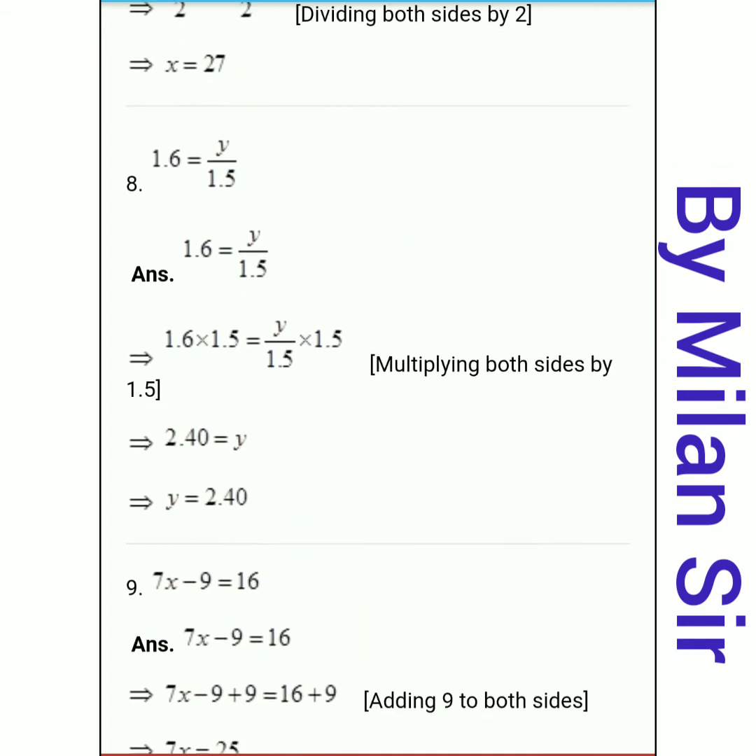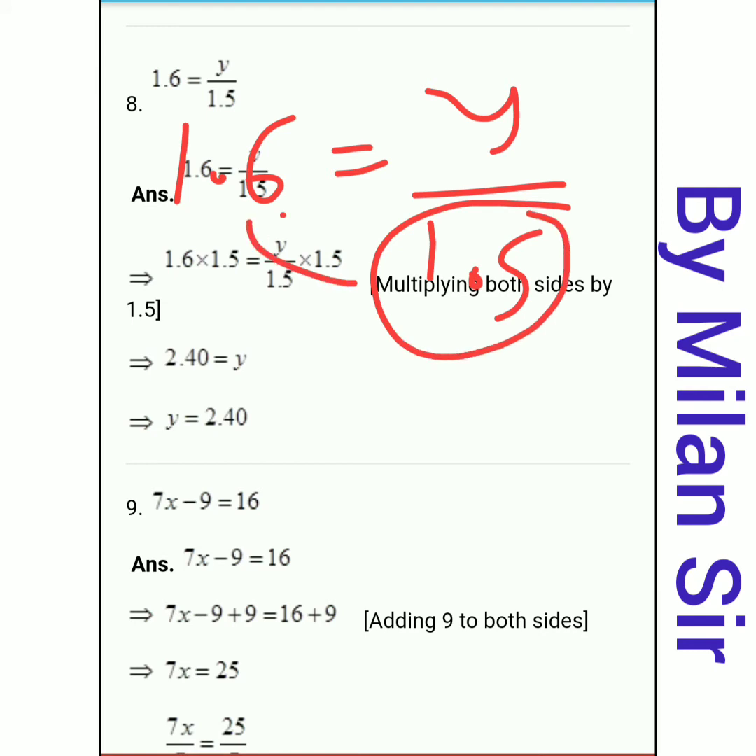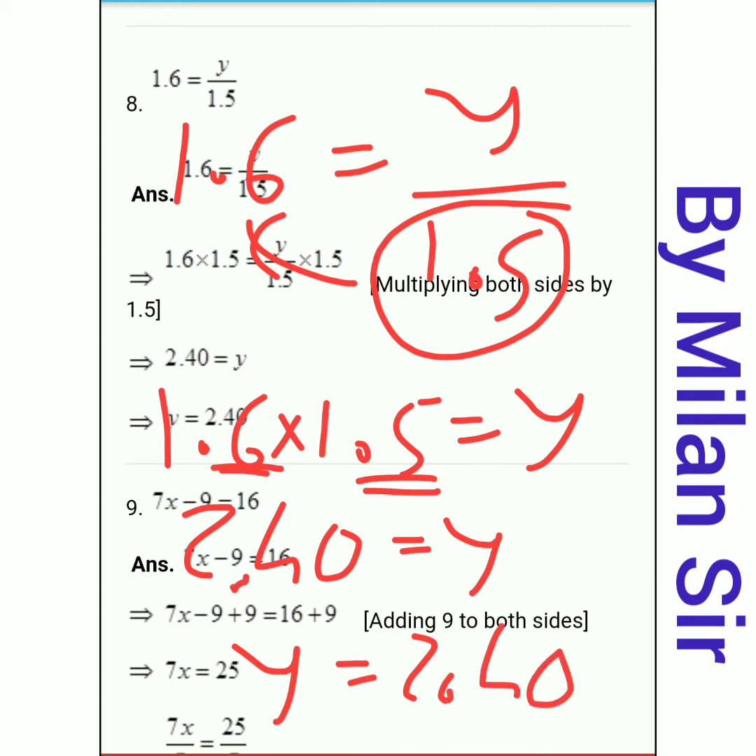Okay, then question number 8. 1.6 is equals to y upon 1.5. So transfer this 1.5 to the left hand side, it goes to the numerator. That means multiplication, right? So 1.6 multiply 1.5. First of all, 16 into 15, it is 240. Here after decimal point 1 digit, here 1 digit, so total 2 digits. That means before 2 digits we need to put this decimal point. So y is equals to 2.40.